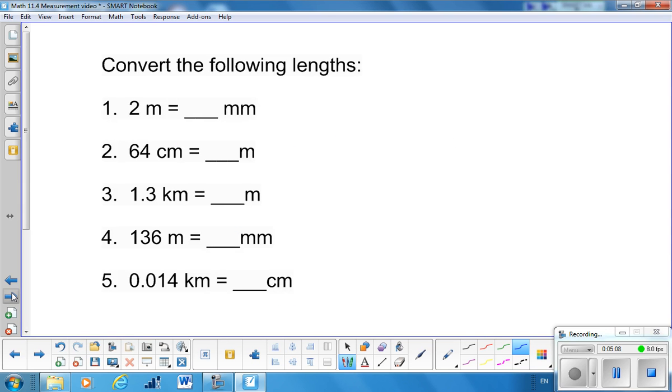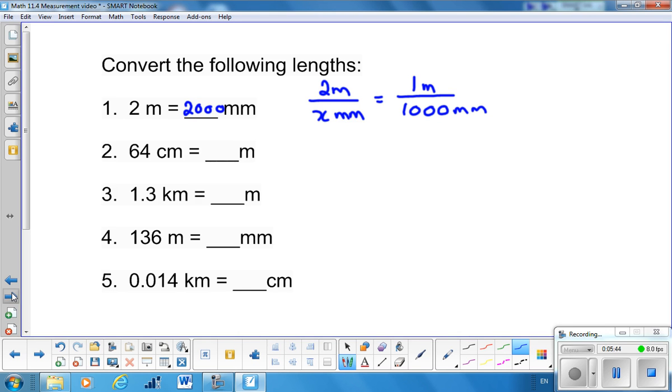Convert the following lengths. 2 meters is equal to how many millimeters? So we can set this up. We have 2 meters is how many millimeters? Our conversion factor would be that 1 meter is equal to 1,000 millimeters. When we cross multiply, we end up with 2 times 1,000, or 2,000 millimeters.